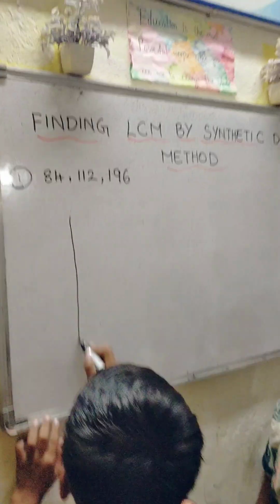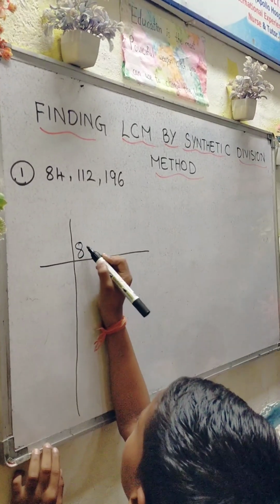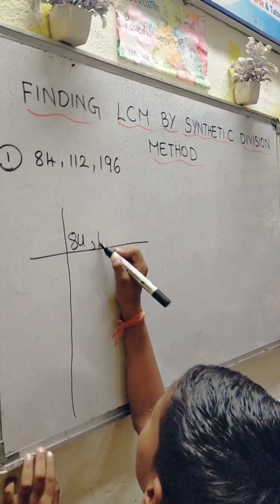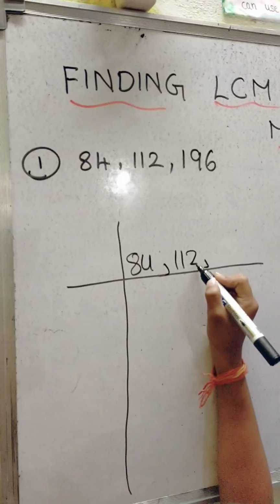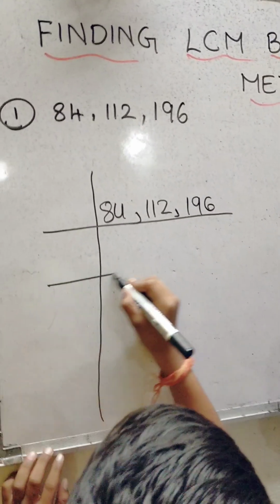Okay, kids, what are the steps of doing it? The first step is you have to write all the given numbers in a line, separating them with a comma. Okay, see, these three numbers are there. You have to first write them in line, separating them with a comma.